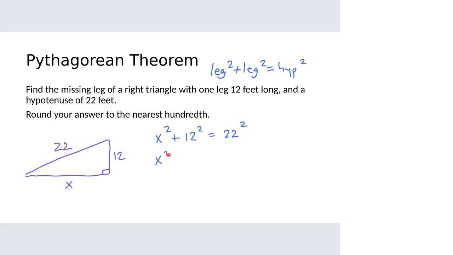So let's see, that's x squared plus 144 is equal to whatever 22 squared is, 484. Now, in order to get x by itself, I need to get x squared by itself. So looking at this left-hand side of the equation, I need to peel that onion from the outside in. I'm going to subtract 144 from both sides. On the left-hand side, those are going to cancel, leaving x squared. And on the right-hand side, I have 484 minus 144, or 340.